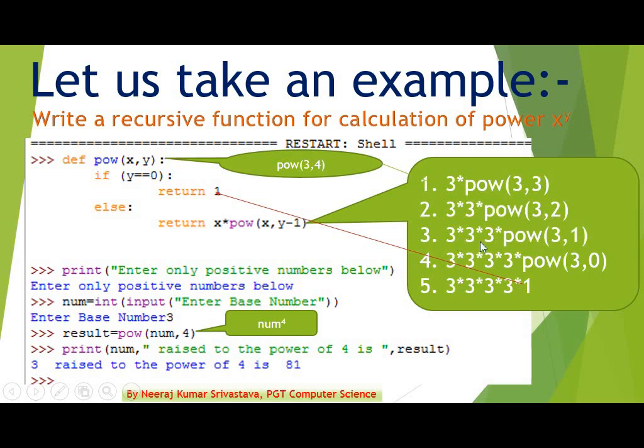Now again 3 into 3 into power 3 comma 1. Now 3 into 3 into 3 into power 3 comma 0. Now 0 is the terminating condition, y is equal to 0. It will terminate and return 1. Now the result will be 3 into 3 into 3 into 3 into 1, that is 81.